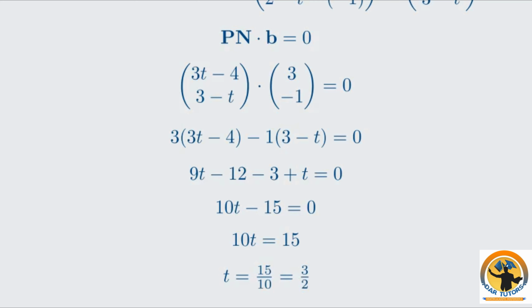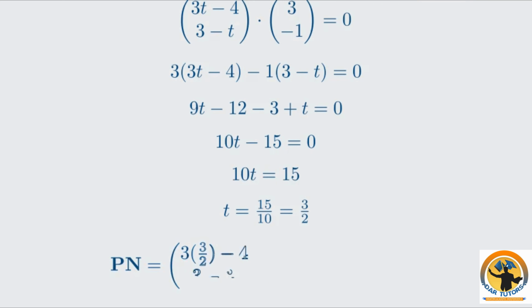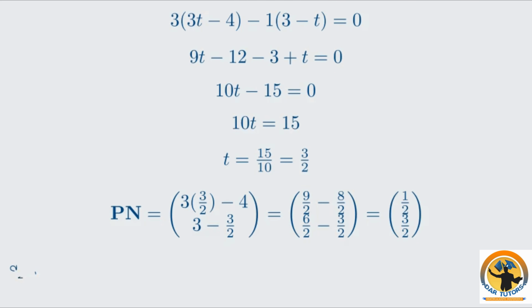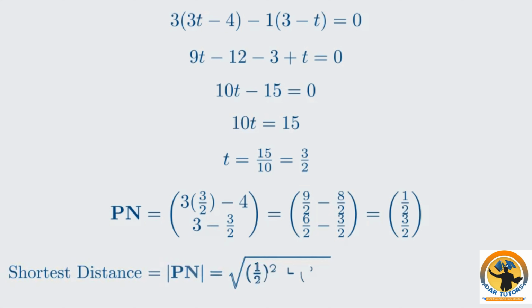This value of t corresponds to the point N on the line that is closest to P. To find the shortest distance, we need to find the magnitude of the vector PN at this specific value of t. Substituting t equals 3/2 back into our expression for PN, we get the vector (1/2, 3/2). Finally, we calculate the magnitude of this vector. The magnitude of PN is the square root of (1/2) squared plus (3/2) squared, which simplifies to the square root of 10 over 2. This is the shortest distance from point P to the line.